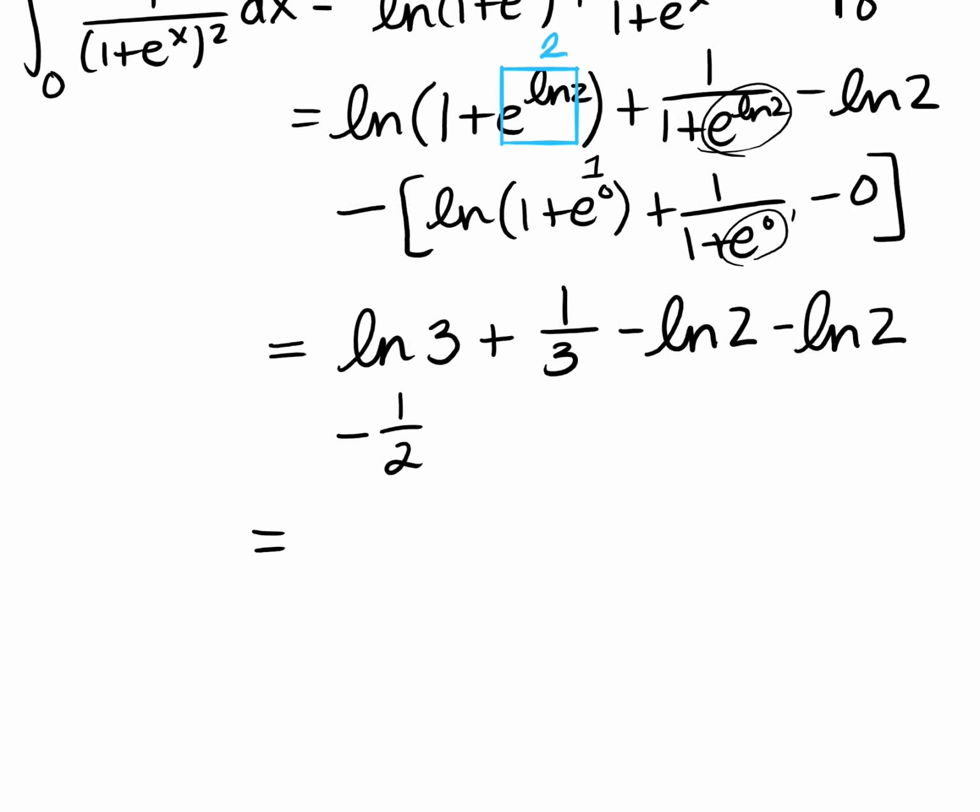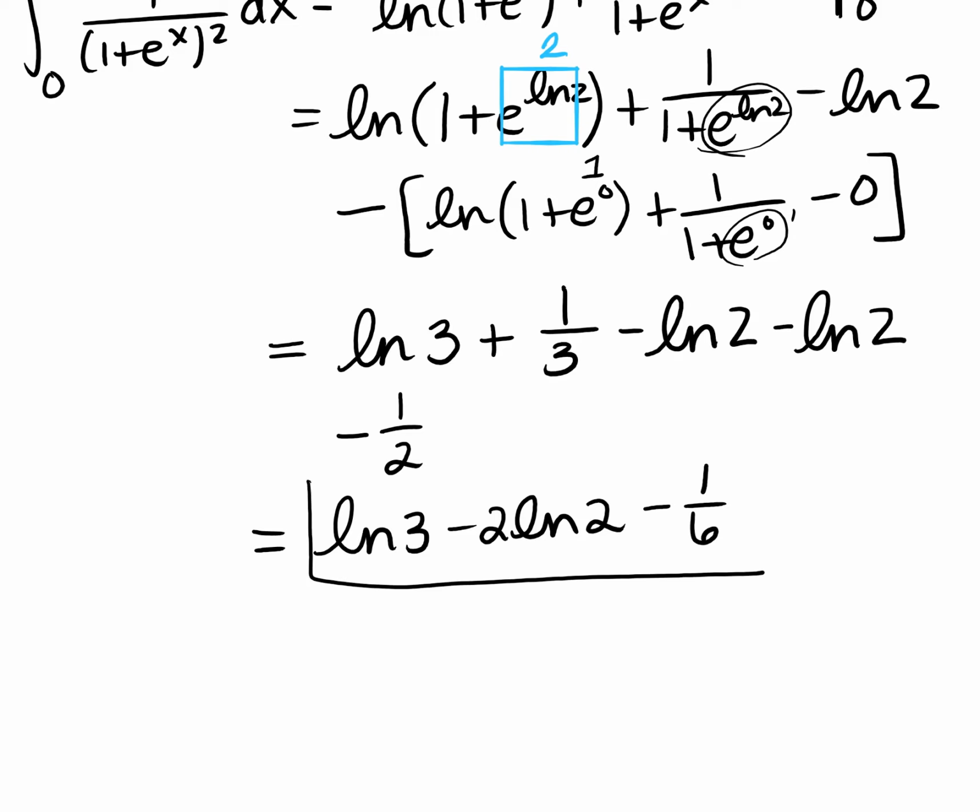And then we could simplify this a little bit. We could do natural log of 3 minus 2 natural log of 2. There are 2 of those. Oh, 1/3 minus 1/2, I think, is negative 1/6. And that's my exact answer, right? So anytime I ask for the exact answer, that's what we want. We could find the approximate answer of it, too.